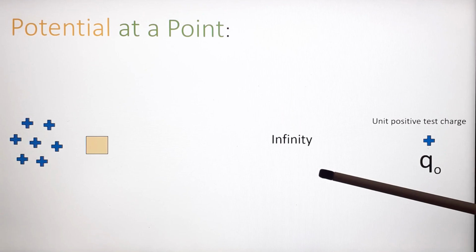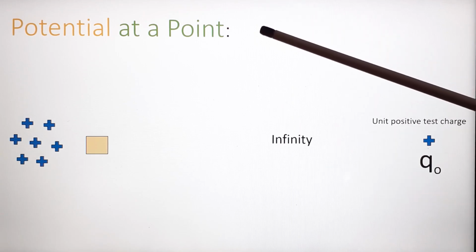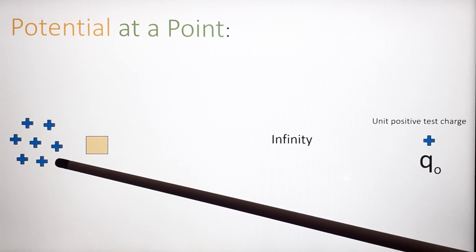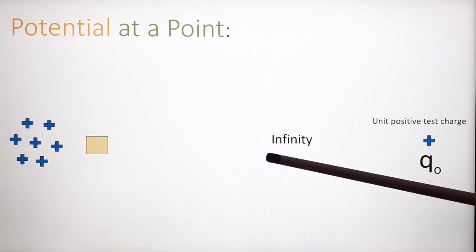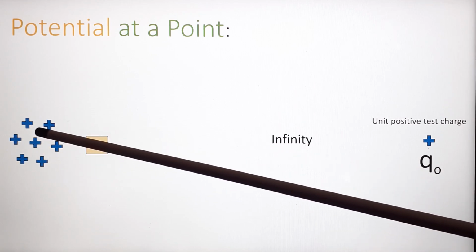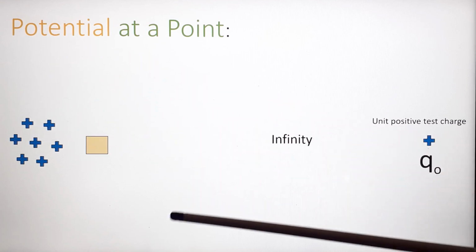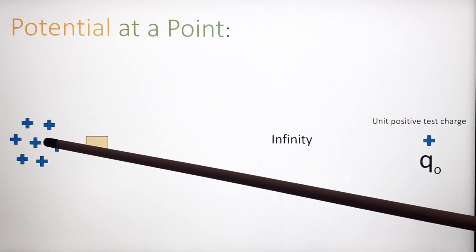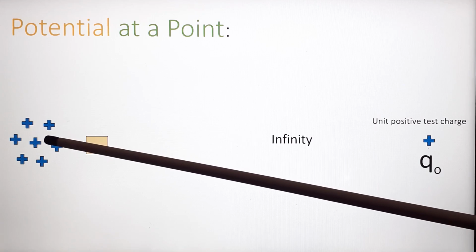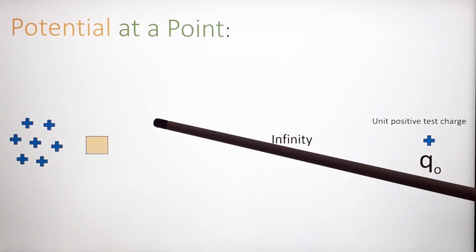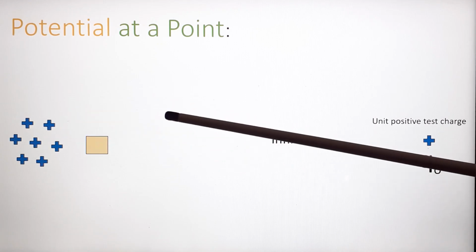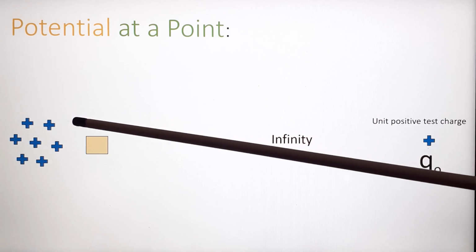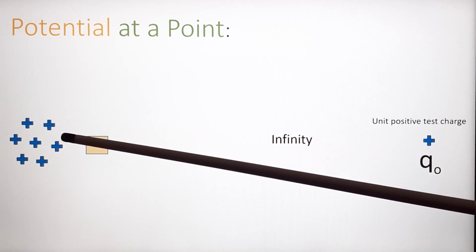So let's now understand the definition of potential at a point. This is a cluster of positive charge. I want to define potential at this point. Let's first understand the term infinity. For this cluster of charge, there will be a definite field area within which the force due to these charges will be acting. If I am keeping a positive charge or a negative charge within the field of these charges, then the positive and negative charge will be experiencing the force due to this.